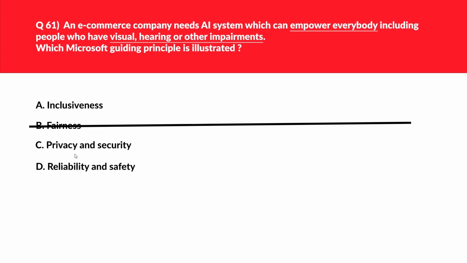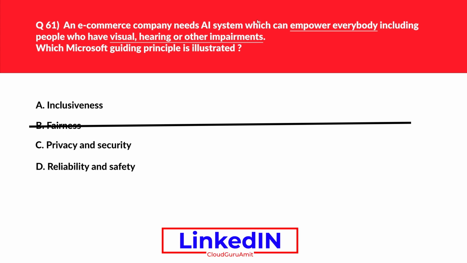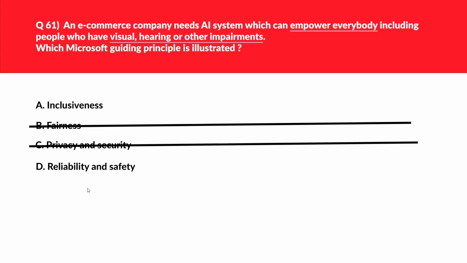Now let's look at option C. C says privacy and security. Since there is no mention of personal information or PII data like email or phone number in the question, privacy and security is again an incorrect choice. Now let's move to option D. Option D says reliability and safety. If we read the question, visual and hearing are in no way related to any kind of safety or reliability features. Reliability and safety comes into picture when there is a matter of life and death situations. Therefore, D is out. We are left with option A, that is inclusiveness.